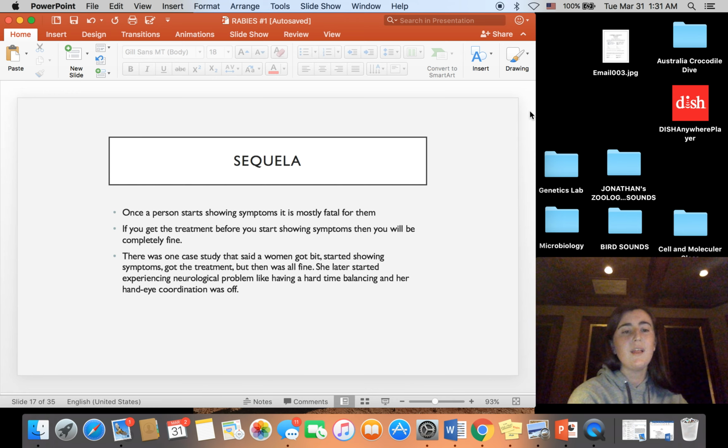So for the sequela, as I explained earlier, once a person starts showing symptoms, it's most likely going to lead to death. If you get the treatment before you start showing symptoms, then you can be cured, but that's only if you get it before you start showing symptoms.